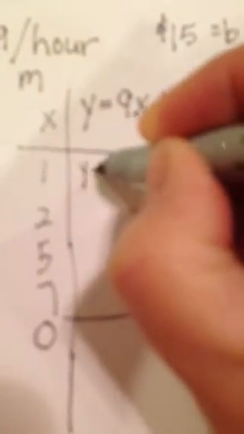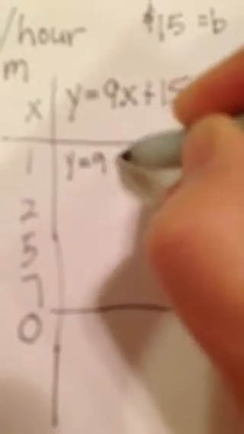So y equals 9 times x when x is 0. 9 times 0 is 0, and 0 plus 15 is 15. So when he hasn't spent any time repairing your computer, we still have to pay him $15 just for driving to the house. That's your y-intercept. Your y-intercept is your b value in your equation. What if x is 1? Well, 9 times 1, which is the number of hours, is 9. 9 plus 15 is $24.